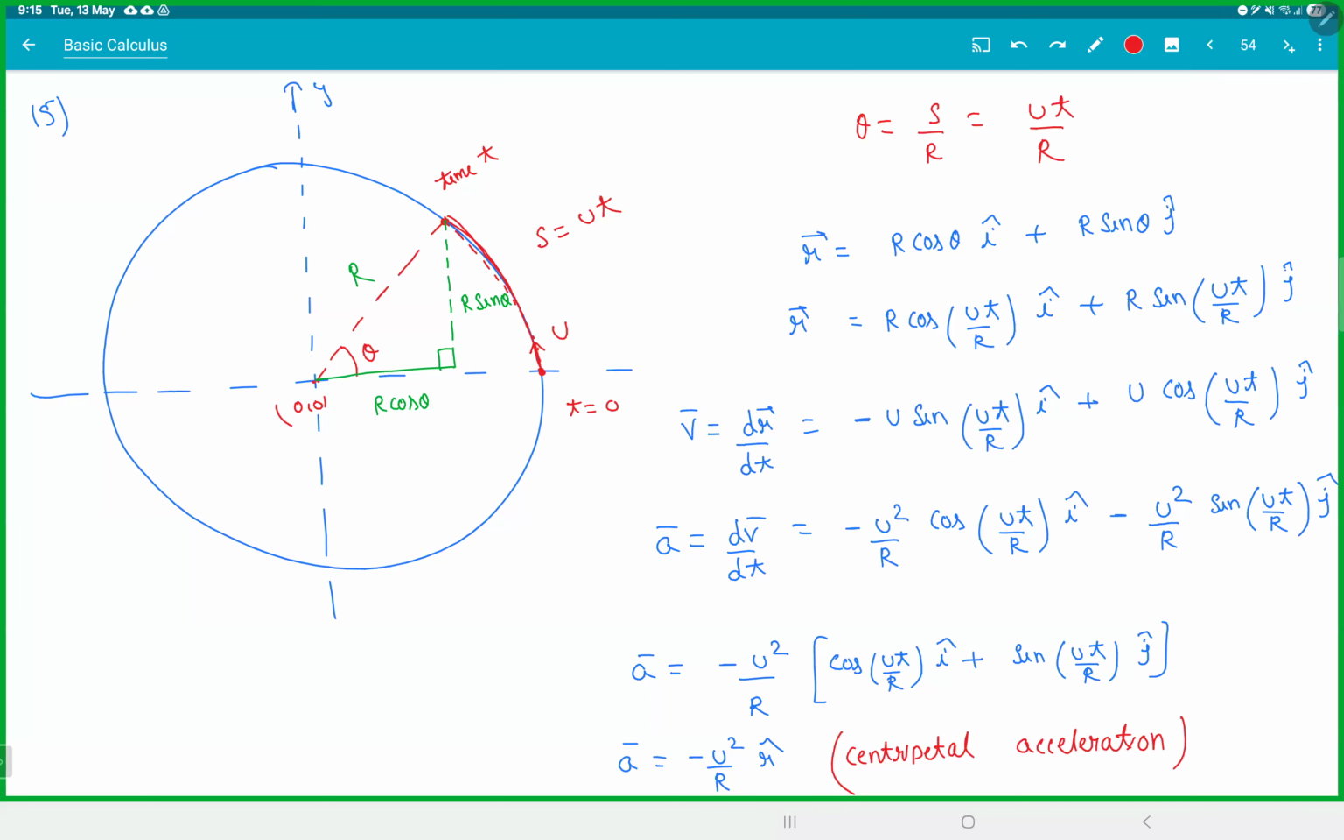How did you differentiate the velocity vector? See, what is the differential of sine, Aditi? Cos. Yes, cos comes, but then you have to differentiate whatever is inside. What is the differential of ut by r? u by r into dt by dt, right? So u by r comes out. So u into u by r is u square by r. Got it? I skipped a lot of steps, so please try to do it. If you didn't get it, ask me, but get it cleared.